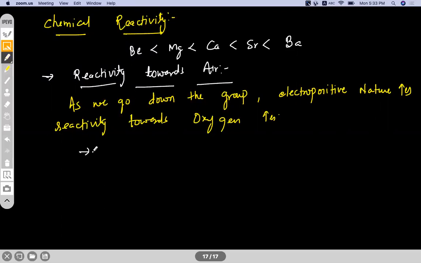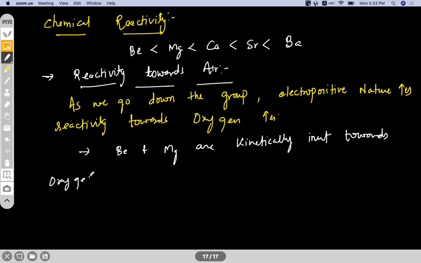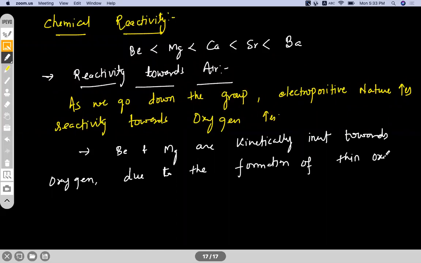Beryllium and magnesium, Be and Mg, are kinetically inert towards oxygen, due to the formation of a thin oxide layer on their surface.